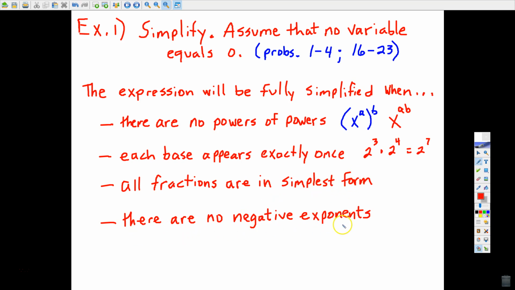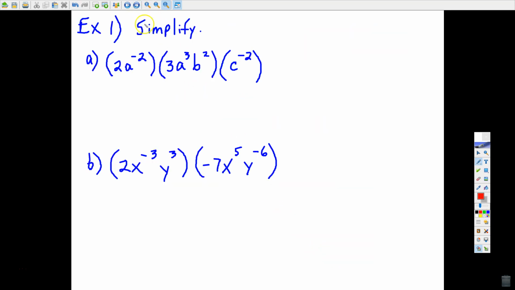And then you should never leave an answer with a negative exponent. 2 to the negative 3 is 1 over 2 to the positive 3. And that can be simplified even further. That would be 1 over 8. So make sure you understand your negative exponent principle. Okay, so with that said, let's look at some examples that hopefully match up pretty closely with your homework.